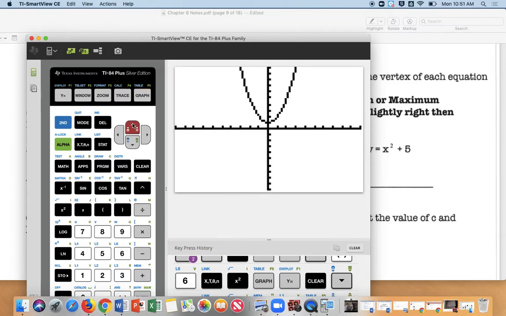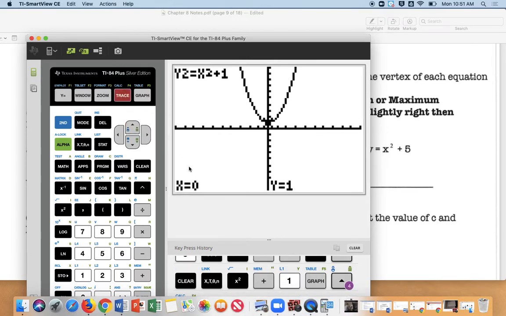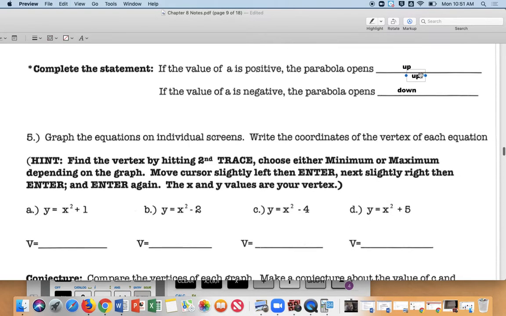So I can move my cursor up. All right, right there looks to be the bottom. Let's see if I can trace it. There we go. That is the bottom, 0 and 1. So the coordinates of my vertex would be 0, 1.